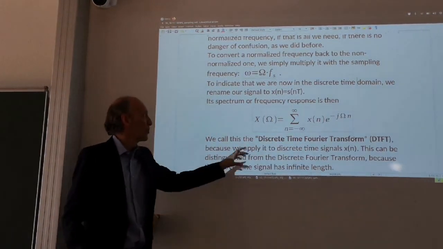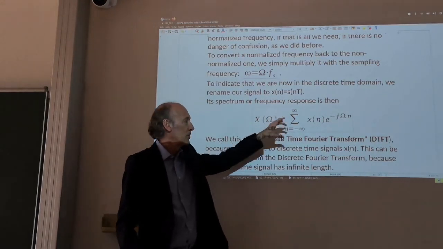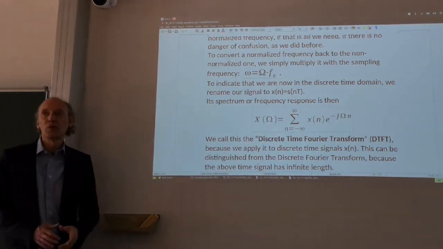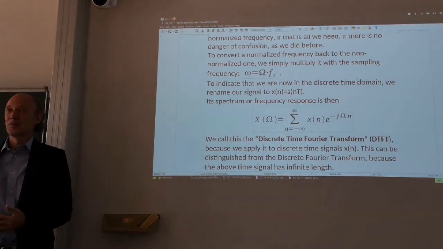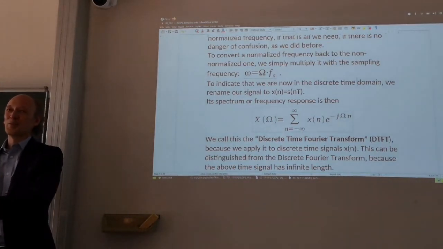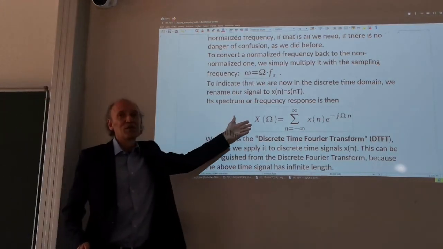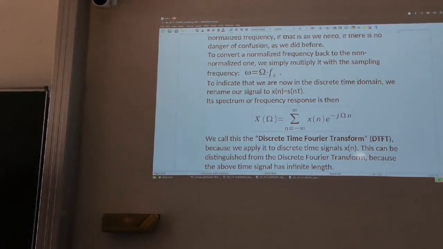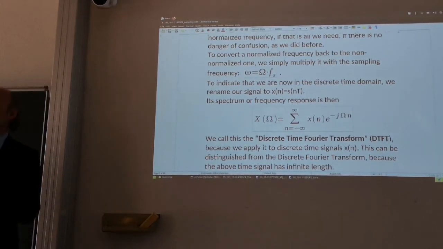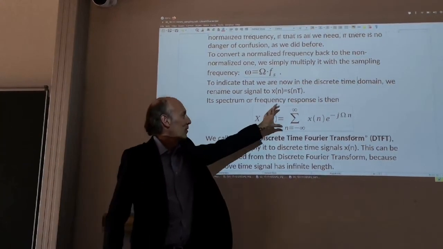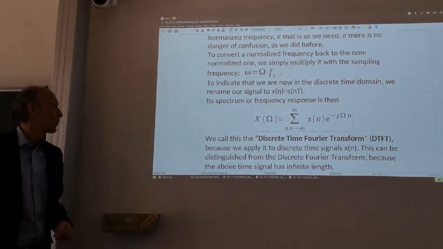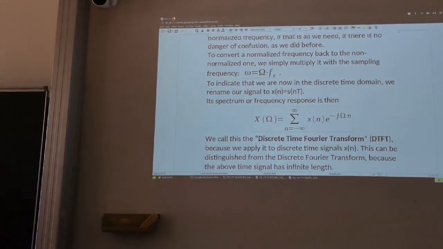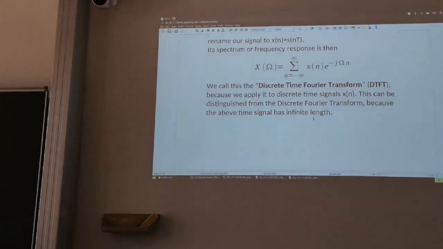And there's also a version where you have a finite length summation, and this is simply called the discrete Fourier transform, or DFT. The DFT is more practical, but the DTFT is easier to handle in theory because you don't need to care about the boundaries. So that's why you have both. For the theory you have the DTFT, for the practice you have the DFT. And you need to know the difference. And the difference is mainly the summation boundaries.